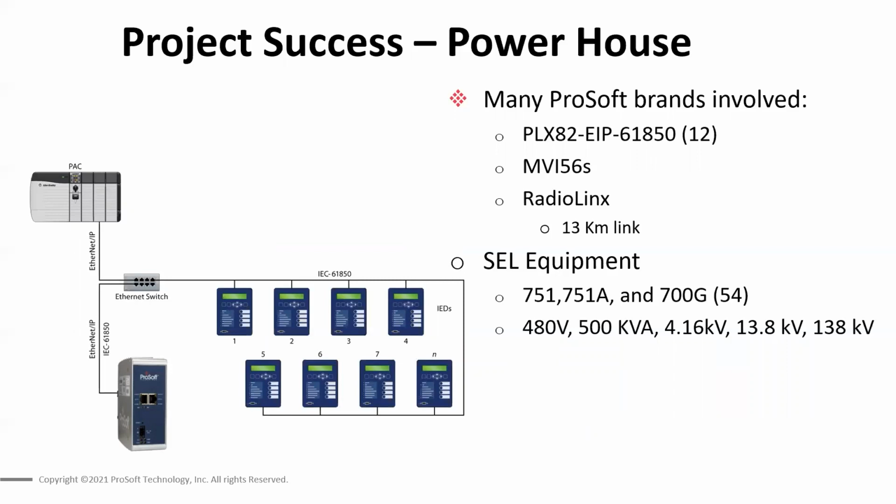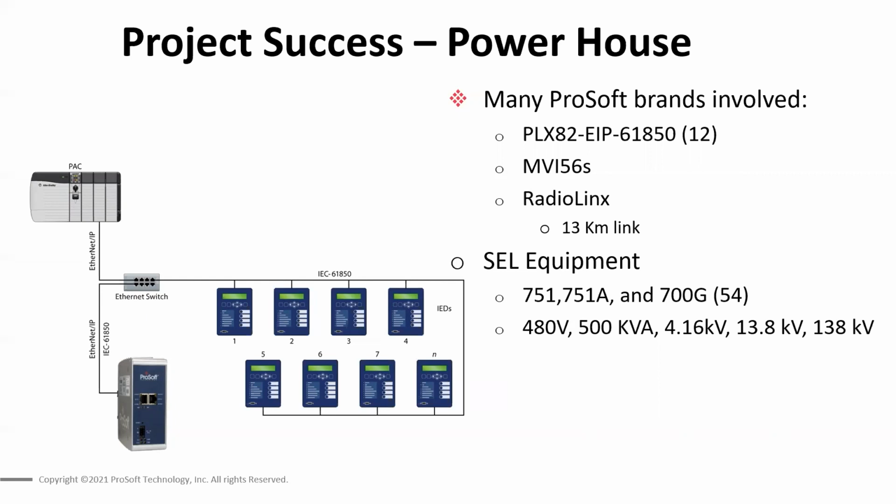One such example was a powerhouse where we incorporated around 54 of these protective relays into a ControlLogix system. We had a total of 12 individual gateways out there. We took advantage of some wireless communication using our Radio Links products. And then we also had some of our MVI56 modules that fit directly in the ControlLogix chassis in addition to the gateway.